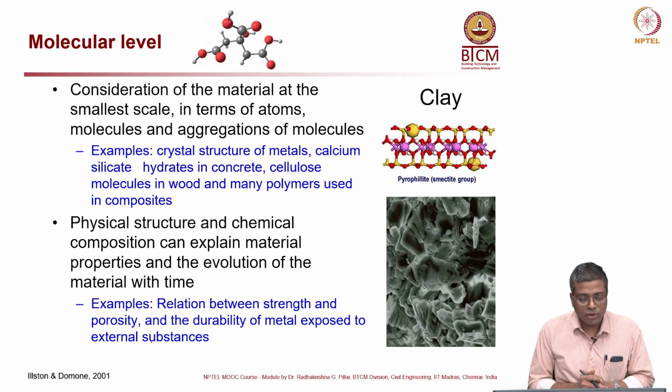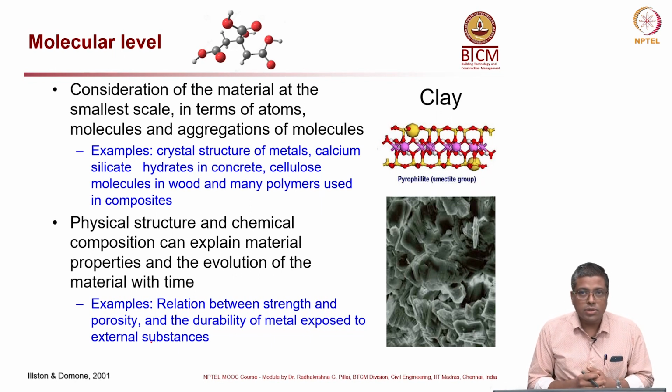At the molecular level, you can see the sketches and images over there. We are talking about atomic bonds, lattice structure, and crystal structure of metals. On the right side you can see an example which I am showing for clay, where you can see different layers. Clay materials typically are layer-type materials, and what they look like through a microscope is shown on the bottom right.